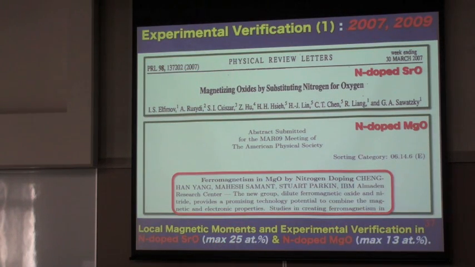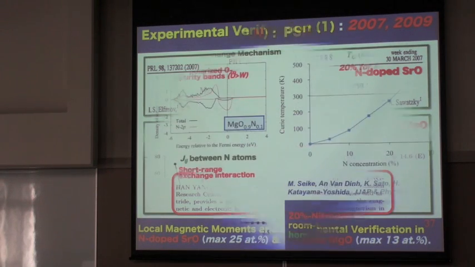Then in 2007 and 2008, we had a lot of reports. One is nitrogen doped strontium oxide or nitrogen doped magnesium oxide. This is from George Sawatzky's group. This is from IBM Almaden. They doped at very high concentrations, 25 and 13% doping. They observed room temperature ferromagnetism.